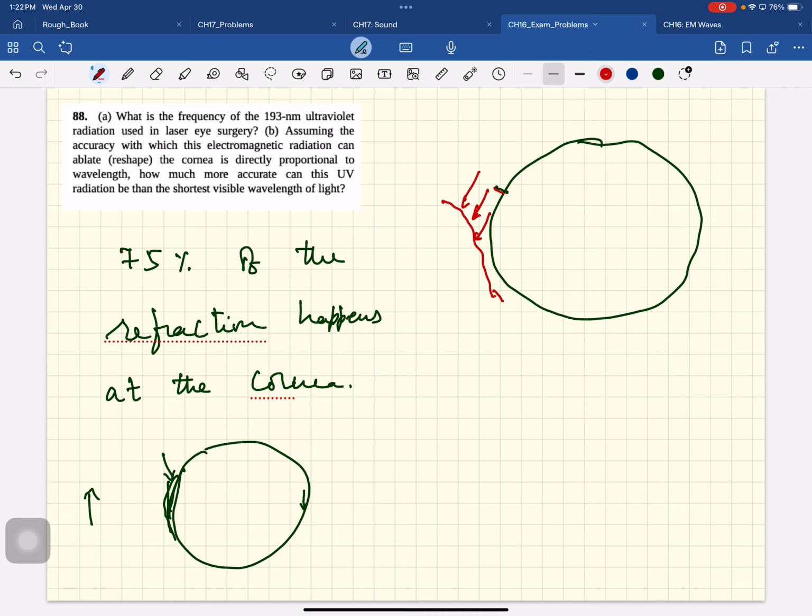All right, so there's the frequency. What is the frequency of the 193 nanometer light? By the way, the size of a cell is roughly a micrometer. So 193 nanometers is 0.193 micrometer. So roughly the wavelength is about a tenth the size of a cell. I don't know what the size of the cells are in the cornea, but that's what that means.